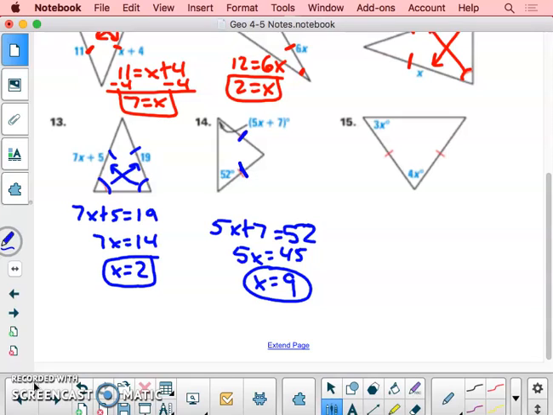This one's going backwards. We know the sides are congruent. That means the angles opposite have to be congruent. So 5x plus 7 equals 52, which gives us an answer of 9. And then we're at 15.